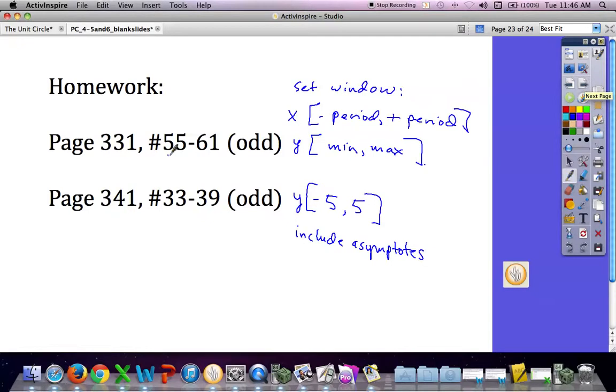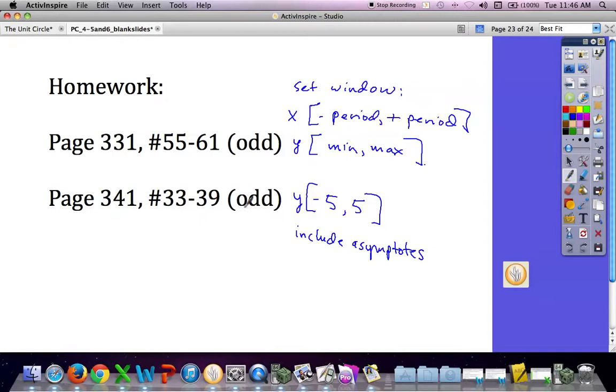The first page is all sines and cosines. It's going to be mostly a calculator activity. Set your window so that the x coordinates go between negative a period to positive a period. You know how to calculate that. And the y values should go from the minimum to the maximum. And you'll have to take into account the vertical shift and the amplitude for that.